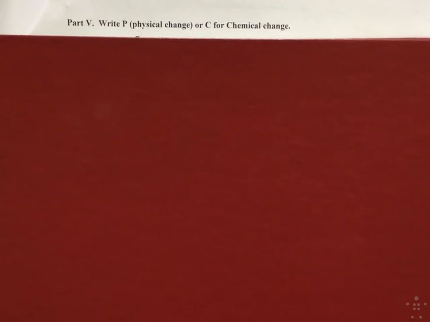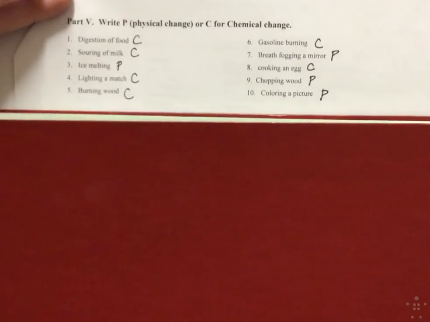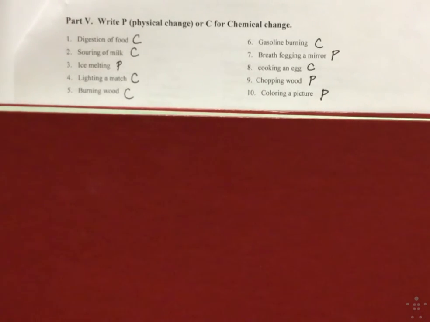For part 5, you're identifying physical and chemical changes. So if it's a physical change, the identity of the substance will stay the same. If it's a chemical change, you're going to create a whole new substance. So looking at all of these, I've identified them as physical and chemical.